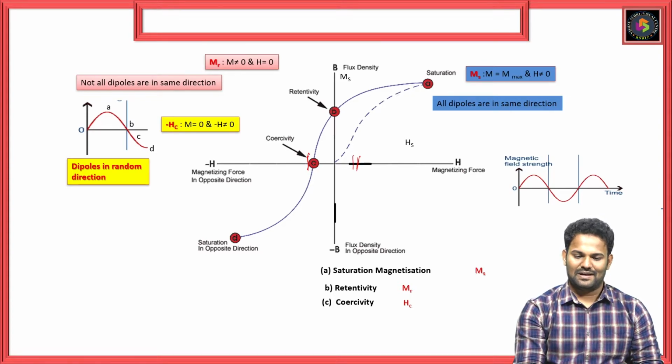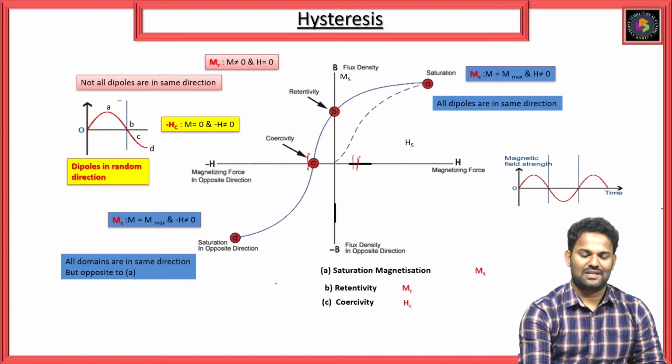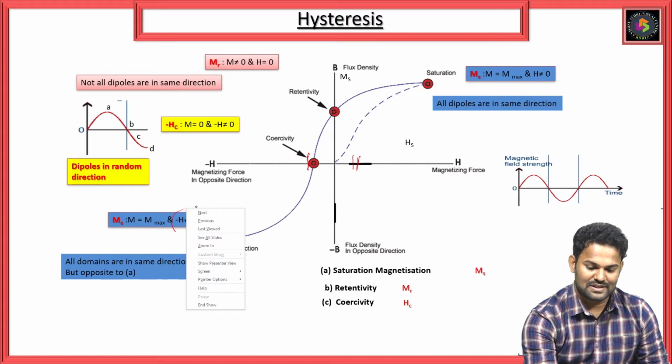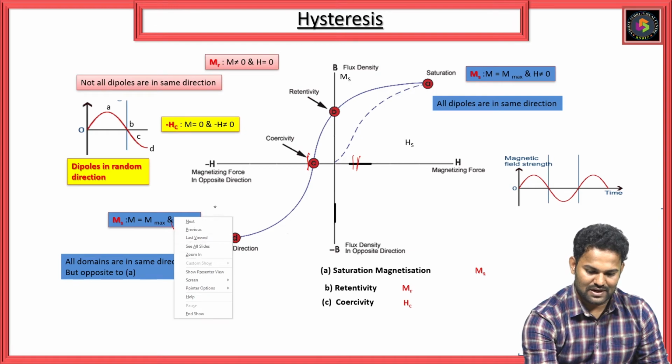When we apply the opposite saturation magnetization, that is, the opposite magnetic field, then H is not equal to 0 and H is negative.